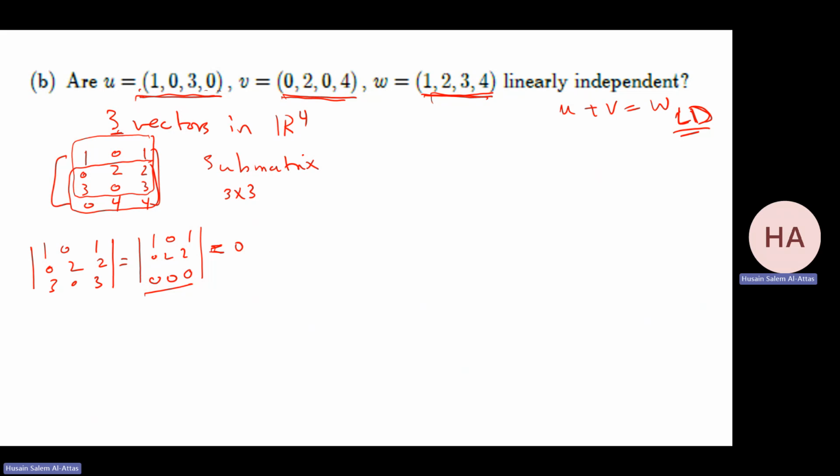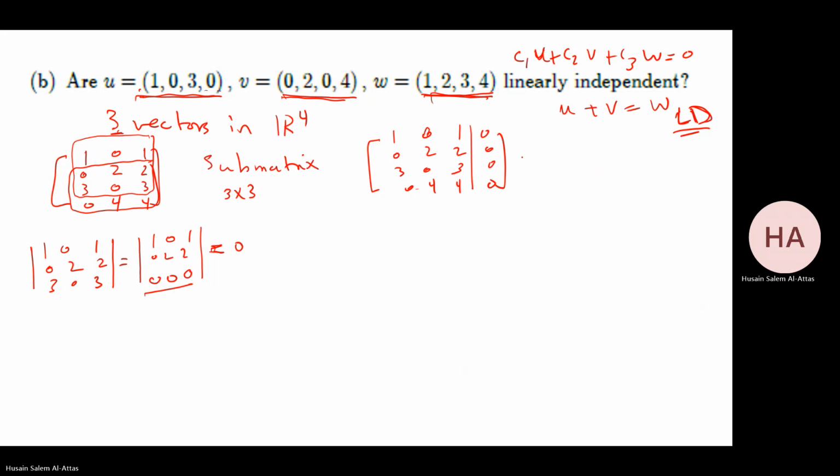Now let me do the C case, which we know: 1, 0, 1, 0, 2, 2, 3, 0, 3, 0, 4, 4, 0, 0, 0, 0. I'm solving C1 U plus C2 V plus C3 W is equal to 0. I'm trying to solve this system. Okay. So now what I will do, multiply the first row by -3 and add it to R3.